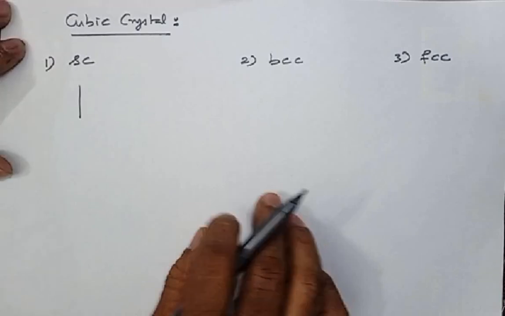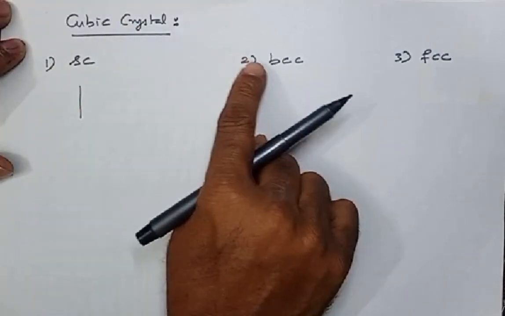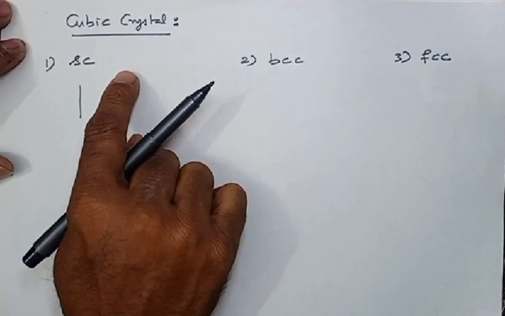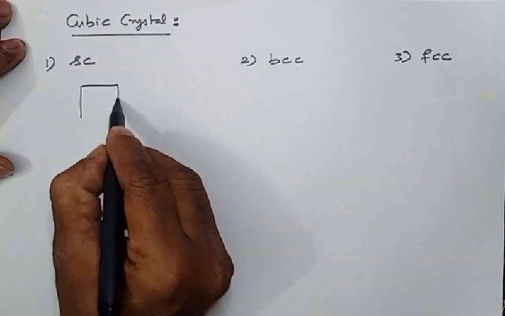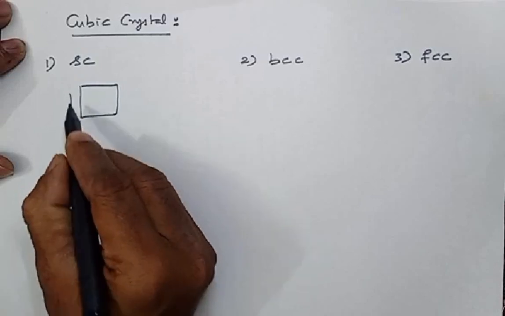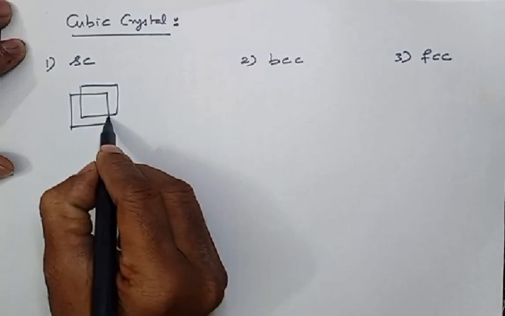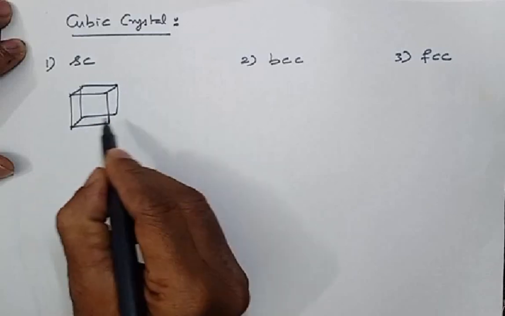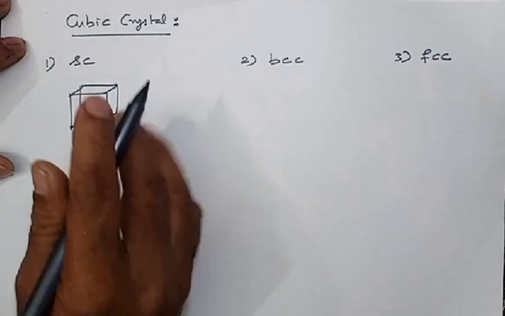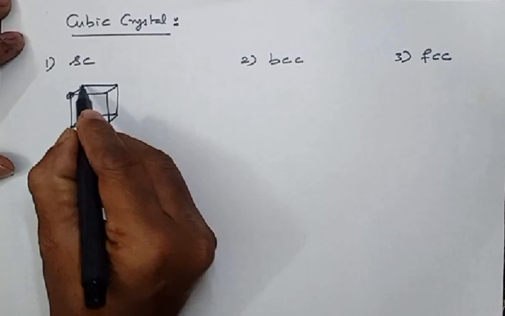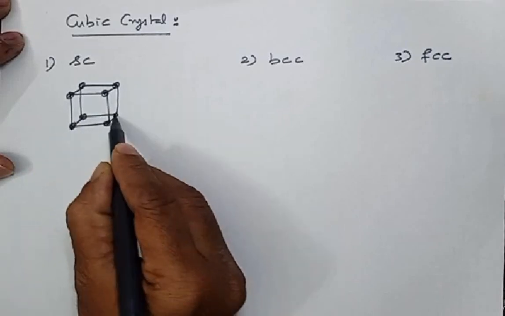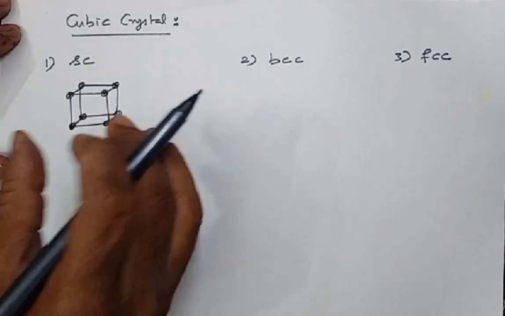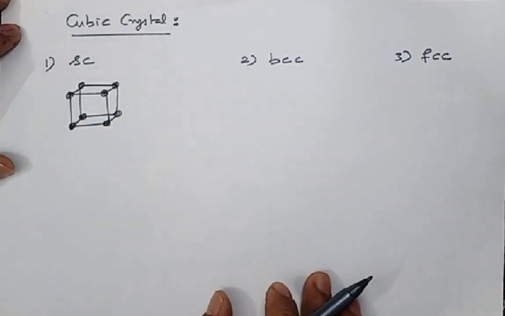Observe carefully. In cubic crystal, we have 3 different types: simple cubic, body-centered cubic, and face-centered cubic. Some cubic crystals have simple cubic unit cell. I have drawn a cube here, and I'll place atoms only at the corners. If I place atoms only at the corners, then it is called simple cubic unit cell.